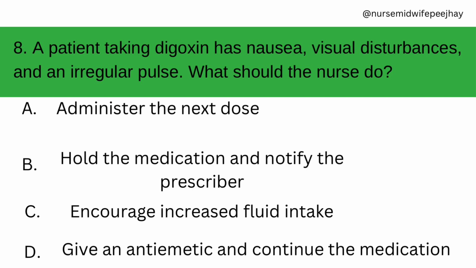8. A patient taking digoxin has nausea, visual disturbances, and an irregular pulse. What should the nurse do? A. Administer the next dose. B. Hold the medication and notify the prescriber. C. Encourage increased fluid intake. D. Give an antiemetic and continue the medication. Correct answer is B.